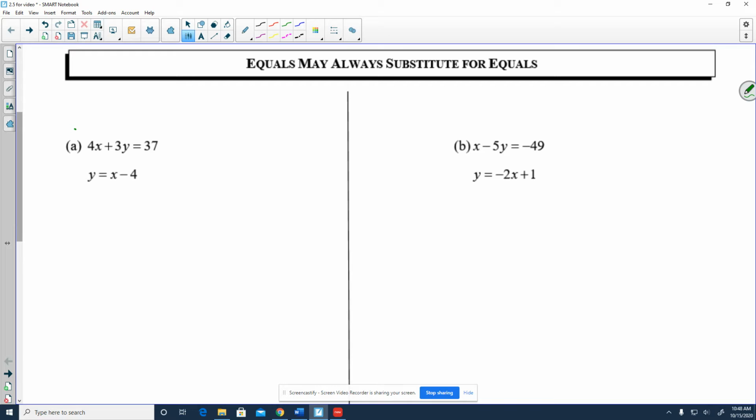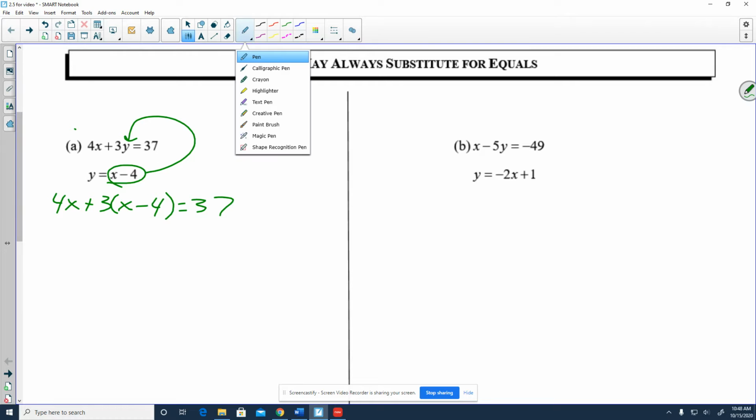So I know that since y is equal to x minus 4, I can take x minus 4 and plug it in for y because it's equal to y. So what I'm going to do is, instead of y, I'm going to write (x minus 4) equals 37. Now be careful, you need to put the x minus 4 in parentheses because we're substituting this entire x minus 4, entire thing, for this y. So you have to put it in parentheses. We're multiplying 3 times this entire thing.